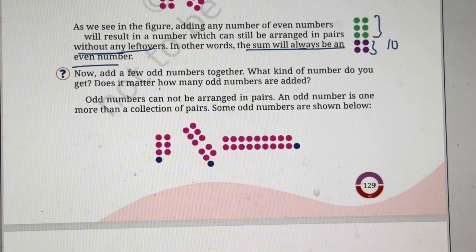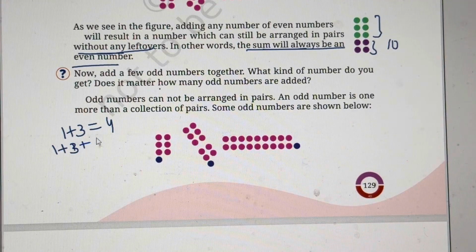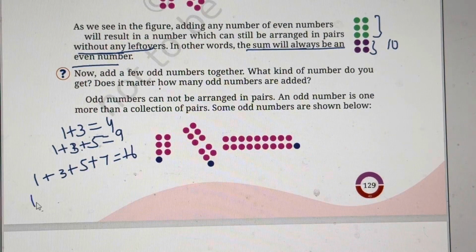So now let us take some odd numbers. What kind of numbers do you get? So let us try with, suppose 1 plus 3. You're getting 4. 1 plus 3 plus 5. I'm taking 3 odd numbers. So 8 plus 1, 9. You're getting an odd number. 1 plus 3 plus 5 plus 7. Here, this is already 9. 9 plus 7 is 16. Then if I take 5 odd numbers, 1 plus 3 plus 5 plus 7 plus 9 gives you 25.